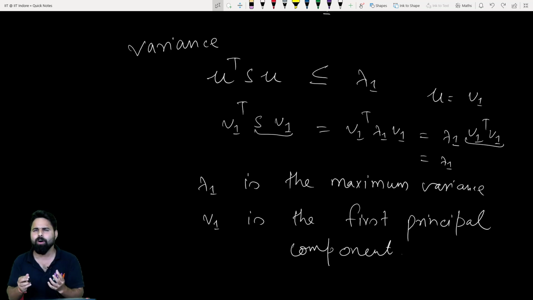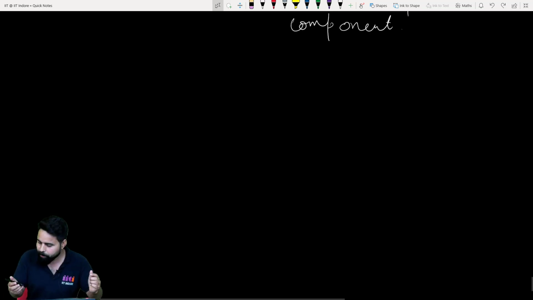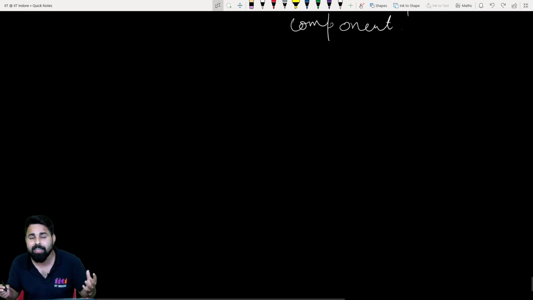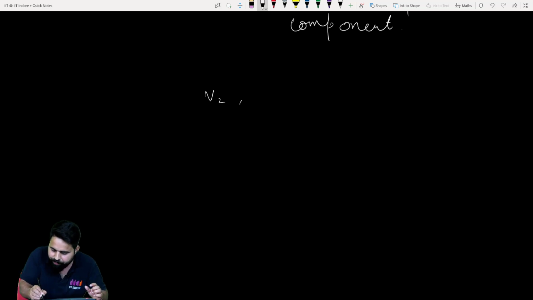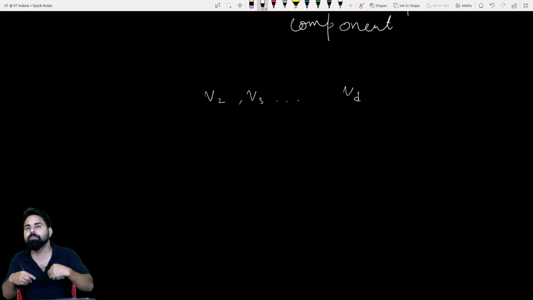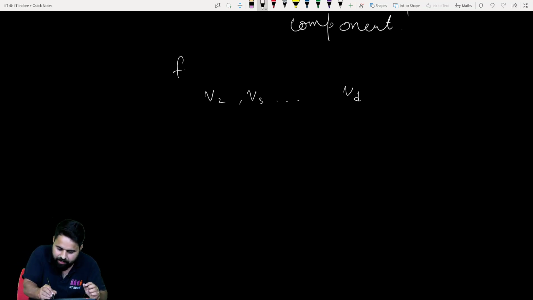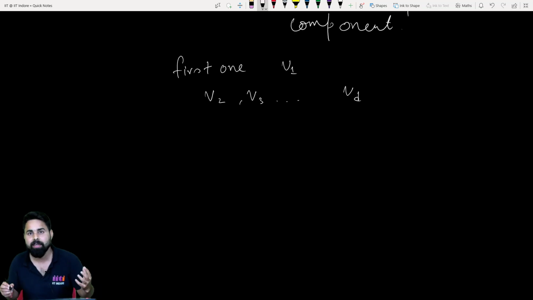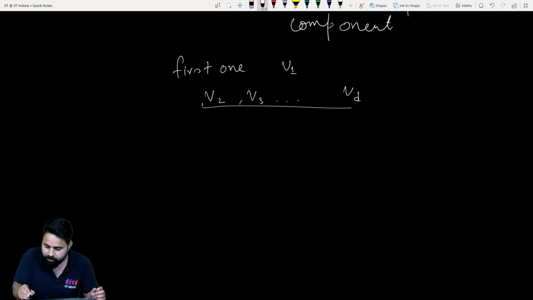We will make use of one of the powerful mathematical techniques of proof. What is that? Mathematical induction. So we will prove using induction that the other principal components are nothing but V2, V3 up to Vd. Remember, the first one we have already found. The first one, or the main one, is V1. And we will prove that these are also principal.